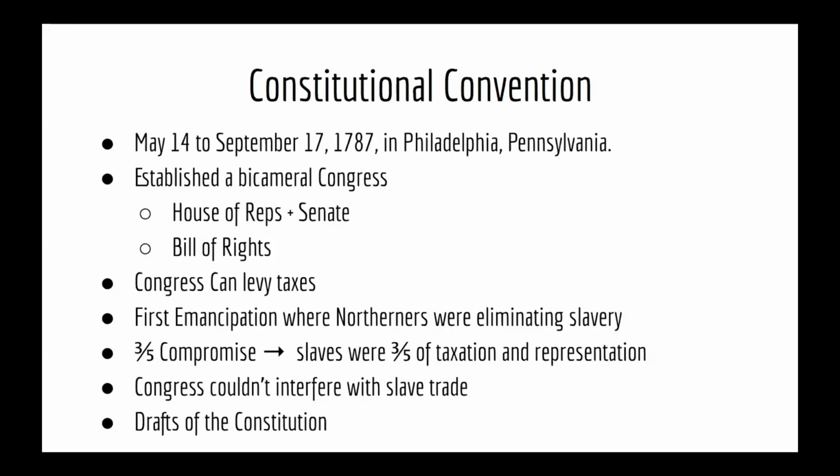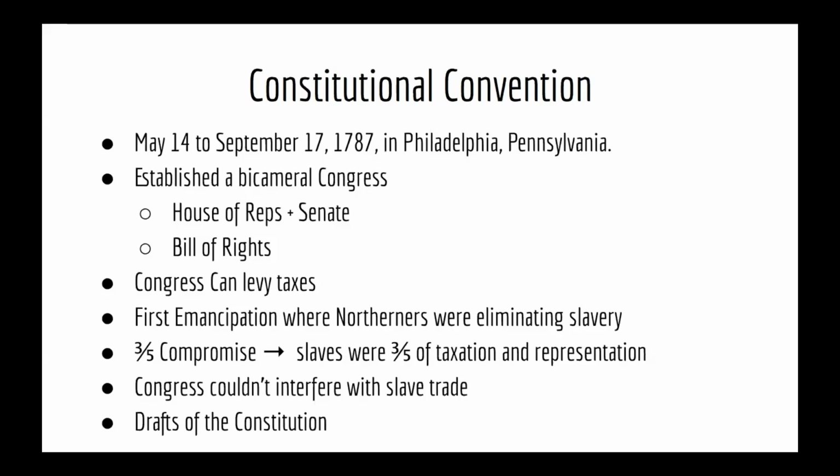And there was also this first emancipation, adding on to the Northwest Ordinance, where Northerners were eliminating slavery up north, since they had no need for it. And it was also the establishment of the 3/5 Compromise, which I think many of you know, where slaves, Africans, and African Americans were represented as 3/5 of a person through taxation representation. This benefited a lot of Southerners because they didn't have to tax them that much, and it meant they had no representation or any form of individual rights.